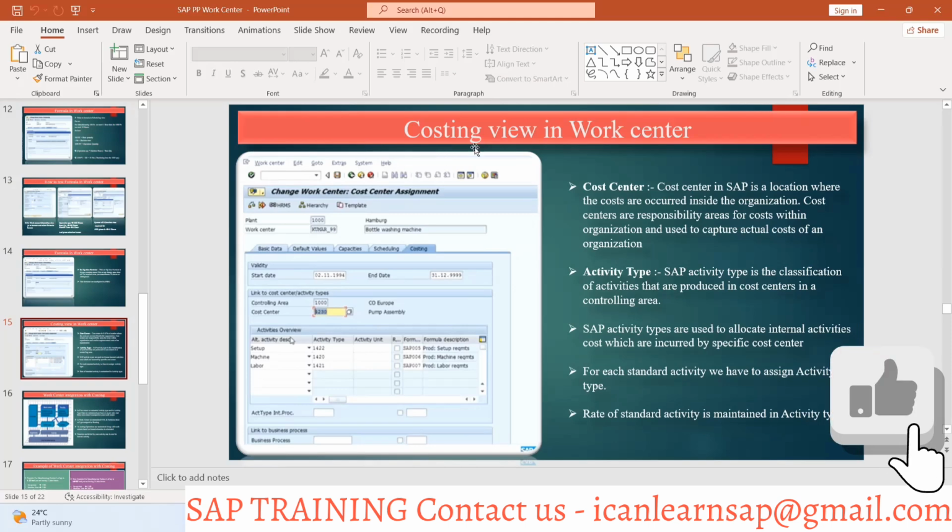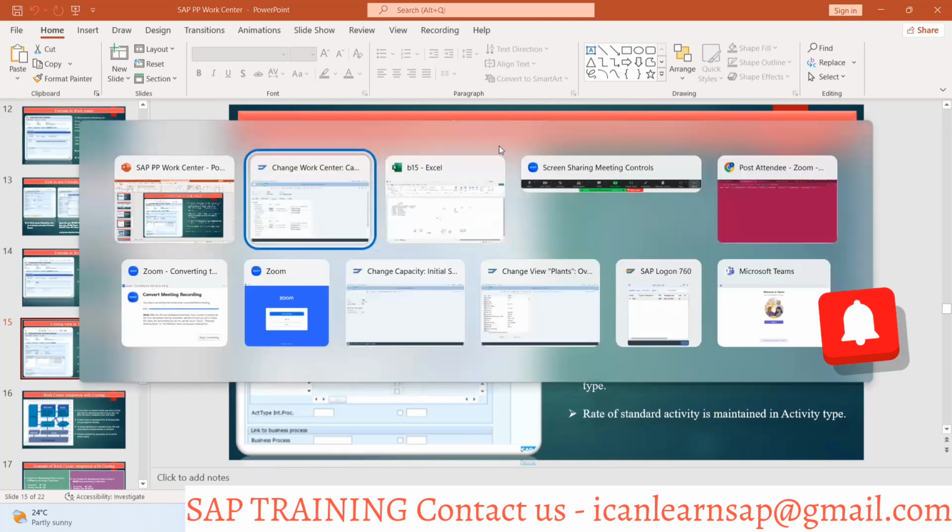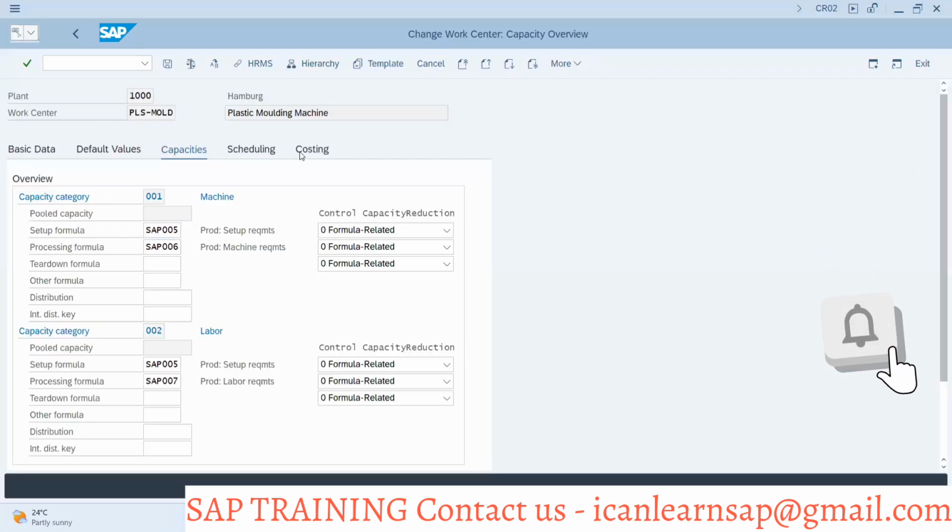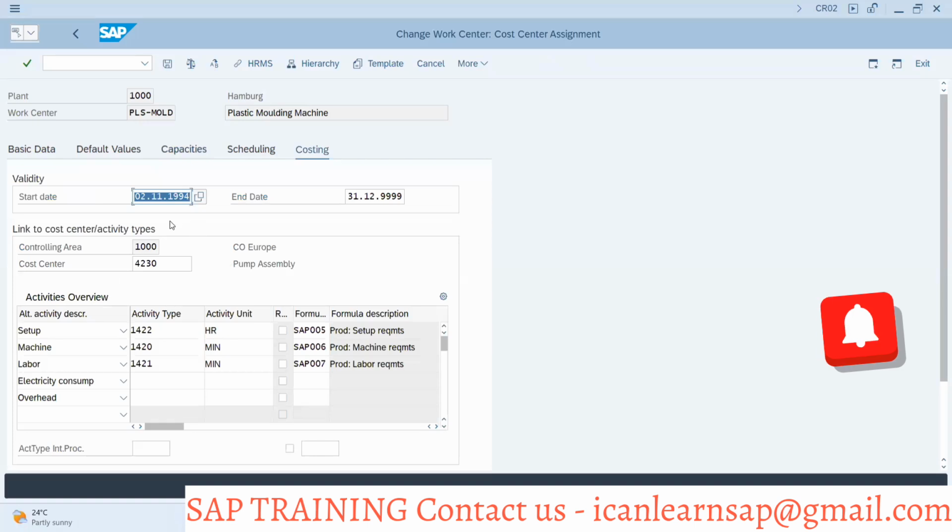So as you know, we have a costing view in our work center. If you go to this costing view, we can see there is a validity of this cost center, from 99 so and so. Leave it, that is not important for us right now. There is the cost center 4230. Now, what is a cost center first of all? What is your understanding of a cost center?